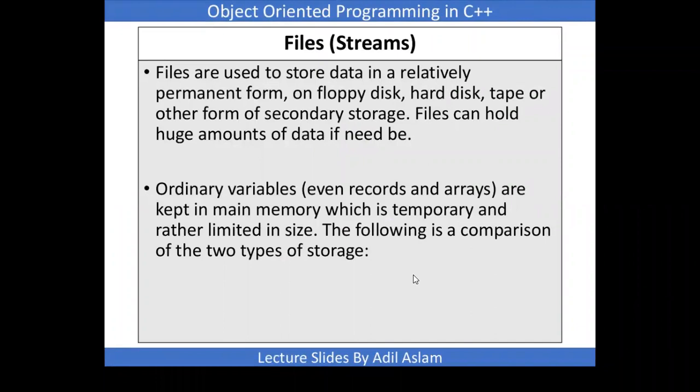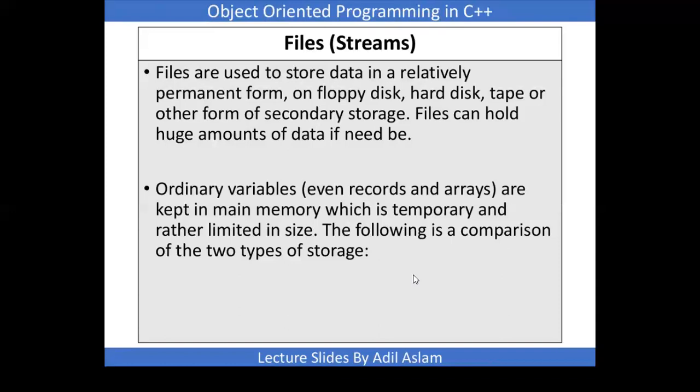Here come the files, our streams. What are the streams? Streams are also files. And what are files? Files are actually the stored information on the disk. Files are used to store data in a relatively permanent form. And this permanent form of data can be stored on the hard disk, magnetic tape, or any other type of secondary media that we can use to store the data permanently.